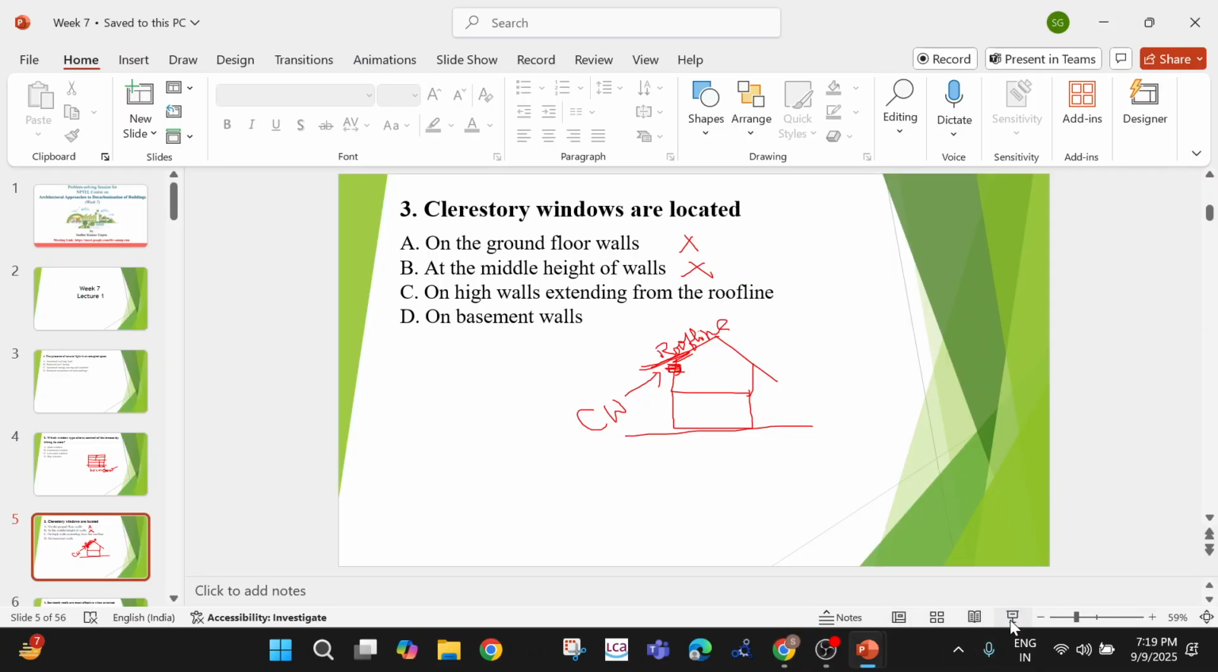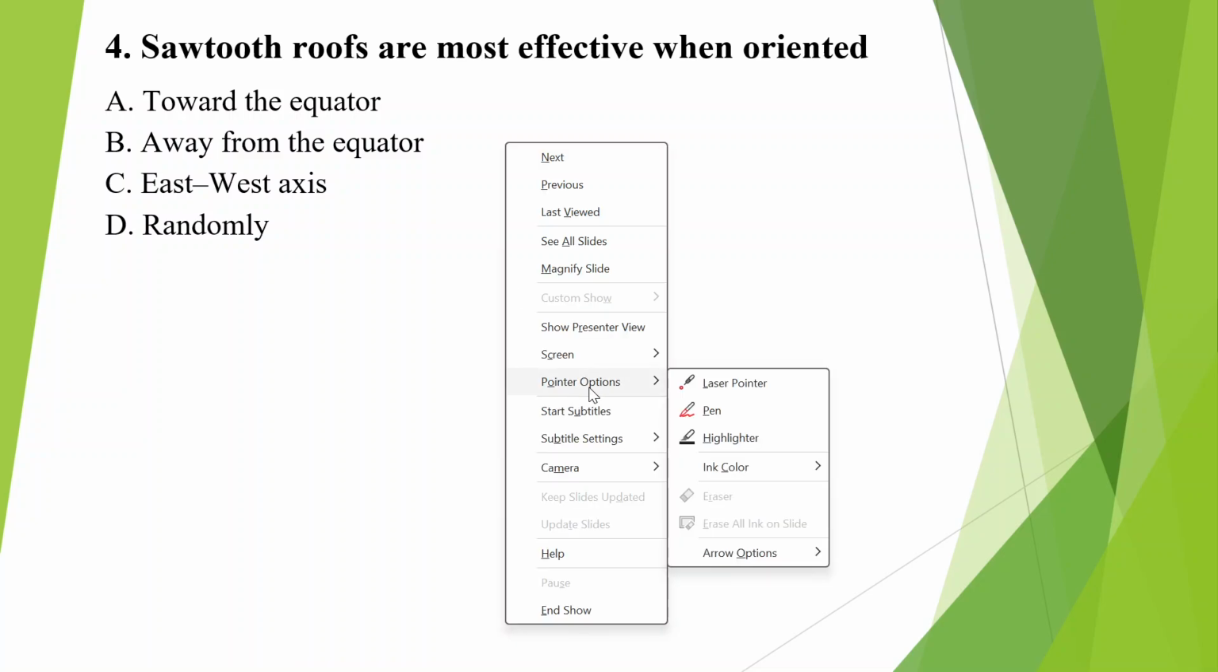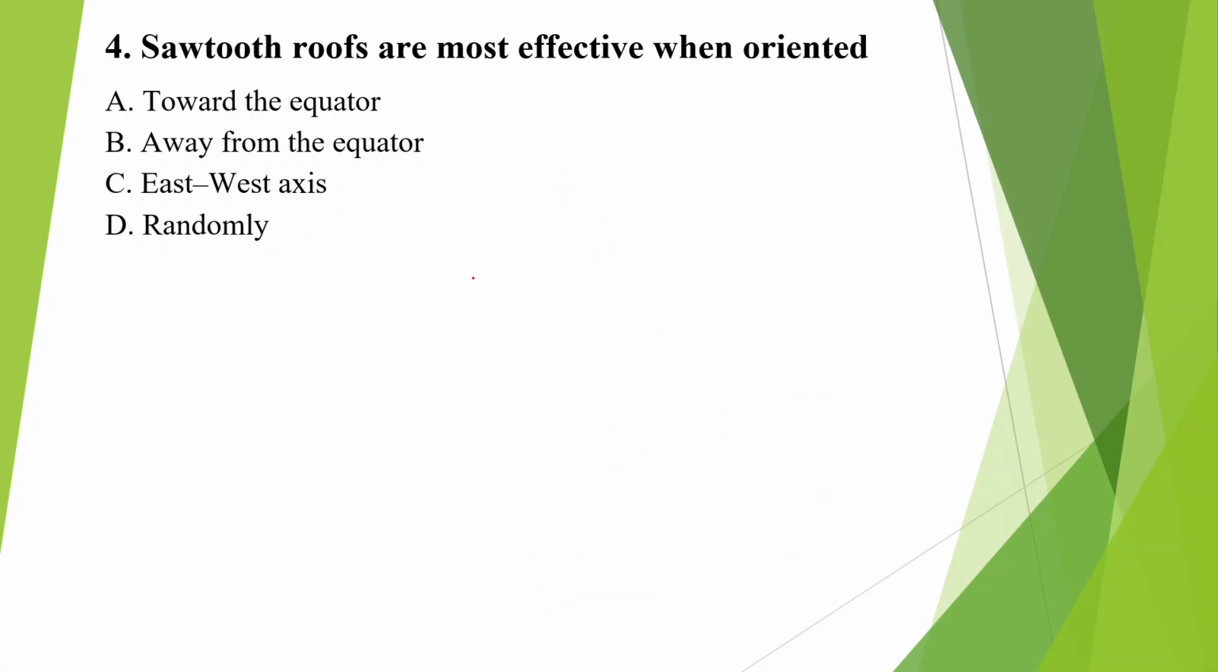Question number 4. Here is the question number 4. These sawtooth roofs are most effective when? So one more type of roof was discussed in the lecture. This sawtooth type of roof, you might have seen several times, where we can keep the windows.